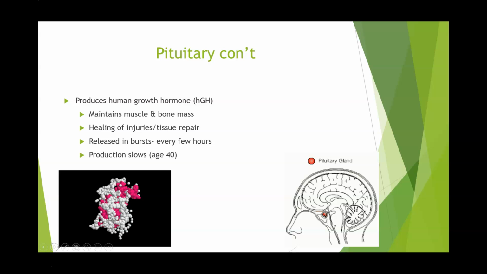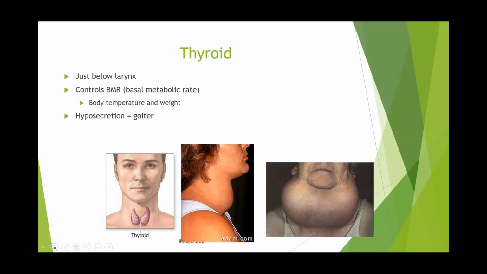It also produces human growth hormone. Okay, and human growth hormone is the hormone that maintains muscle and bone mass. It's also the hormone that gets secreted when there's injury or in need of tissue repair. And human growth hormone is released in bursts, so it's not constantly flowing. It's released every few hours. And usually by about the age of 40, human growth hormone stops being produced. So you can pretty much consider yourself not growing any longer after that.